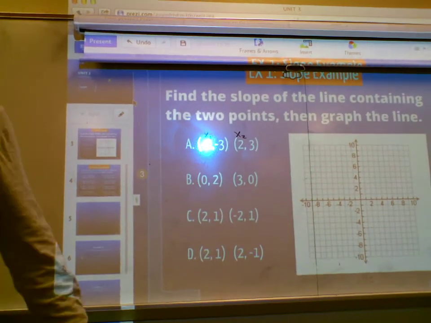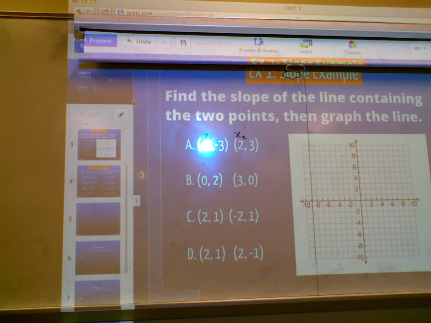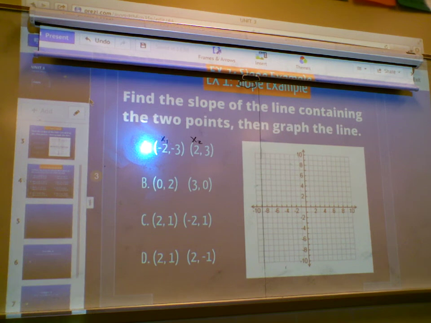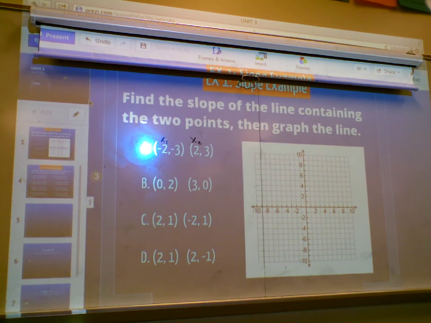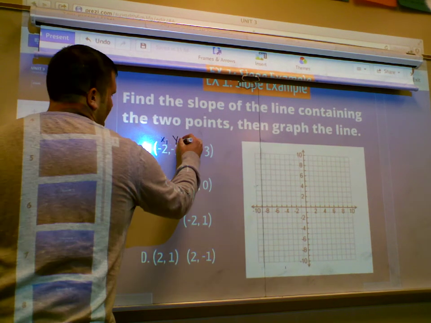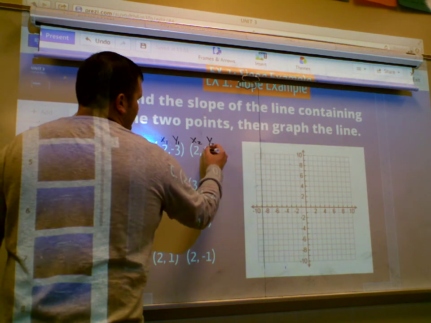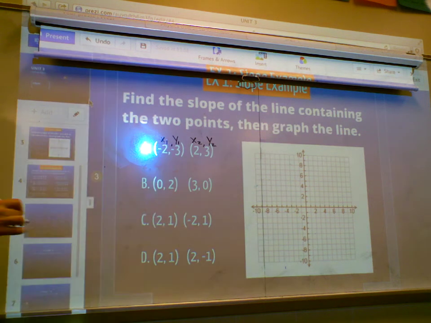As long as x1 is with which one? As long as x1 is with y1. Okay? And x2 is with y2. It does not matter which one's which, as long as the 1s are with the 1s and the 2s are with the 2s. Okay? So now how do I calculate the slope?